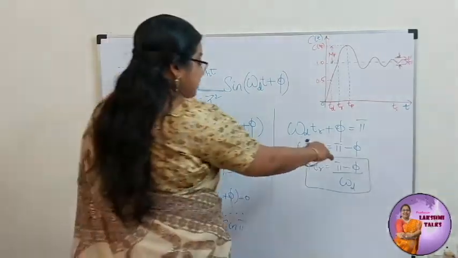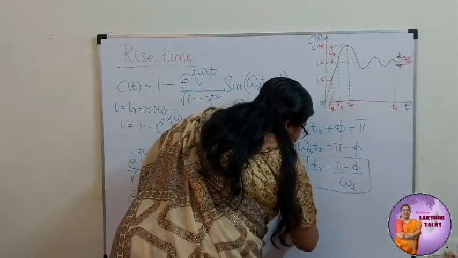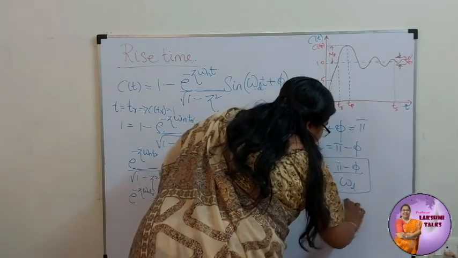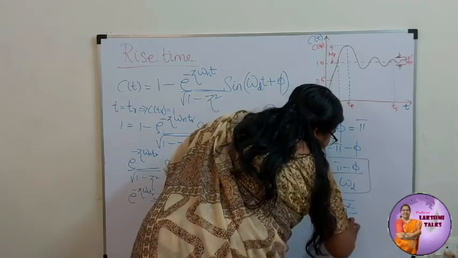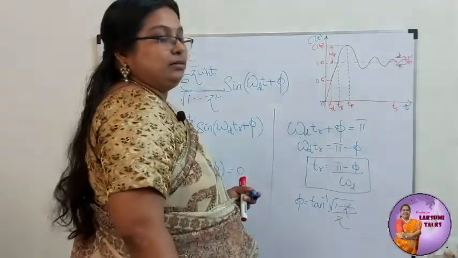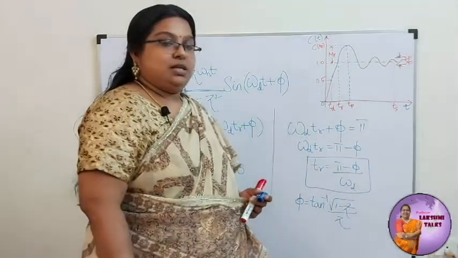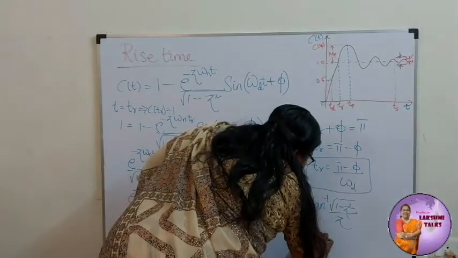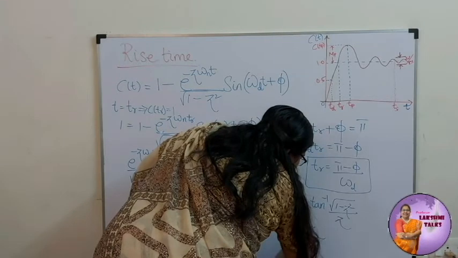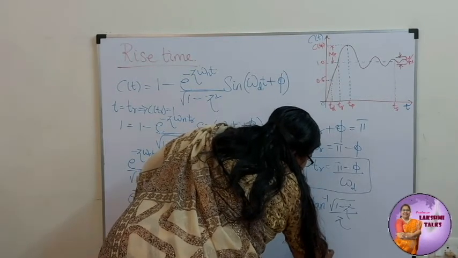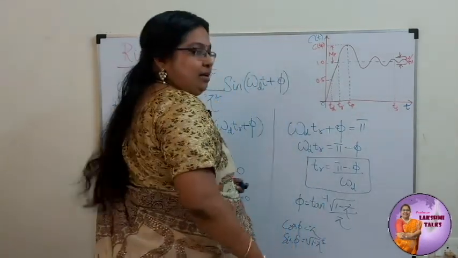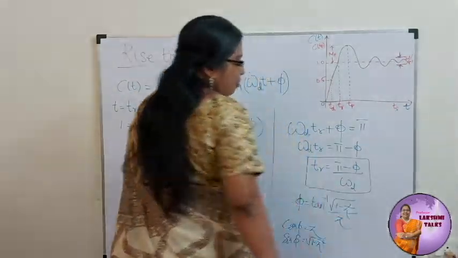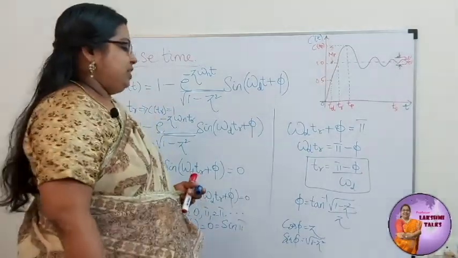Okay. And what is this phi? We know that phi is equal to tan inverse of root of 1 minus zeta square by zeta. Right? Because cos phi is equal to zeta, we know this, and we know that sin phi is equal to root of 1 minus zeta square, right? So sin by cos is nothing but tan. So phi is equal to tan inverse of root of 1 minus zeta square by zeta, right?